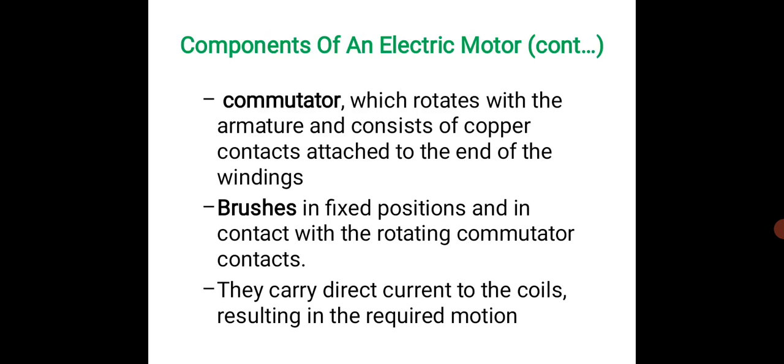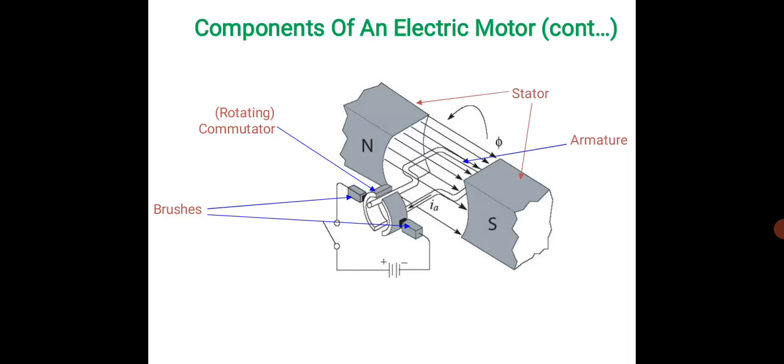And you have the next component, which is a commutator. This will rotate with the armature, and it consists of copper contacts which are attached to the end of the windings. And obviously the fourth component is the brushes, which are in a fixed position, and they will be in contact with the rotating commutator contacts. They carry the direct current to the coils, which will result in the required motion. And as we have discussed, this diagram shows you the components of an electric motor: stator, armature, commutator and the brushes.